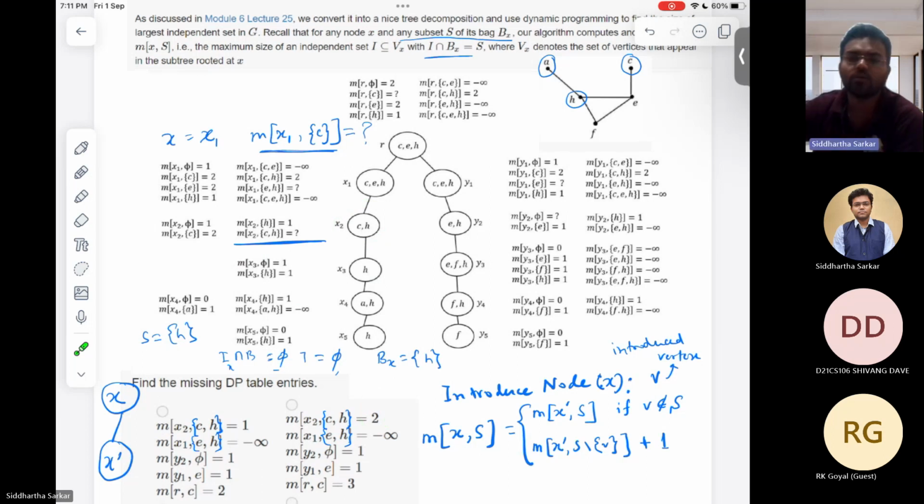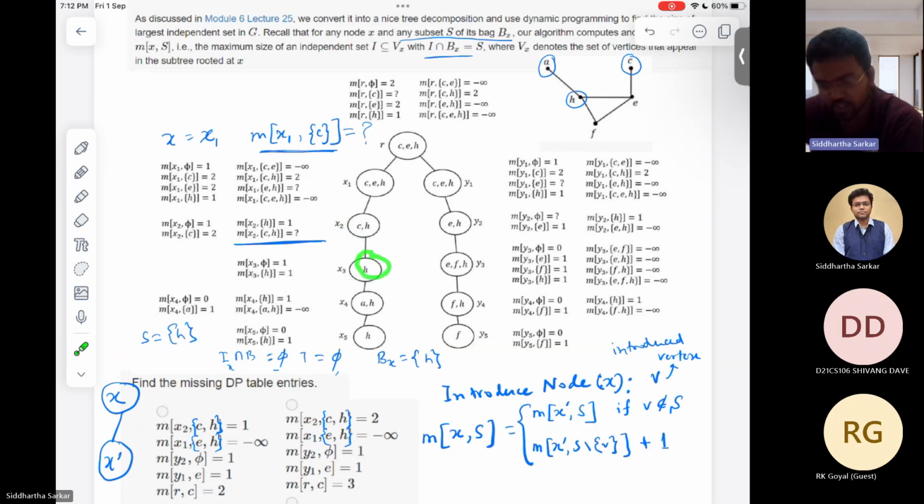Do you understand? Here the introduced vertex is C, exactly. H is the vertex which was already there in the child. We are looking from child to parent. So in the parent, in X2, we came across C. So the introduced vertex is C.